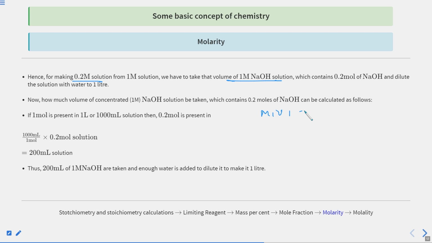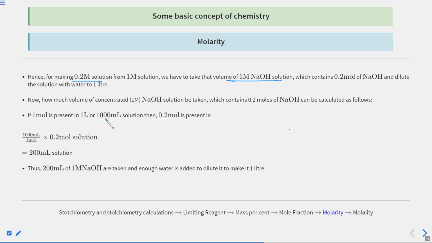So M1V1 is equal to M2V2. M1 is given, that is 1 molar. V1 we don't know. M2 is given, 0.2 molar, and V2 we know we have to make 1 liter, or you can say 1000 milliliter. So you have to calculate with the help of this.